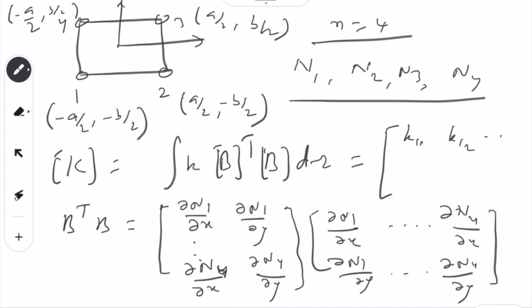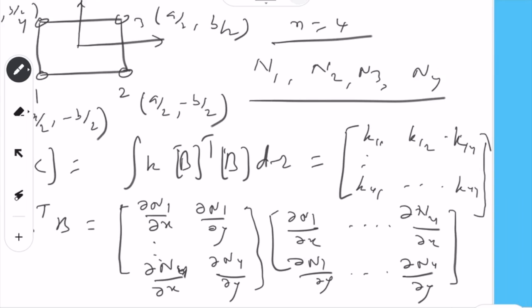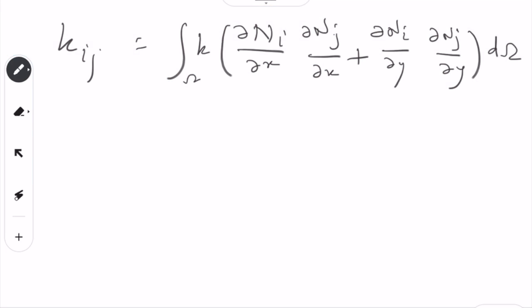Okay, so k14, and similarly we have k41 to k44, because there are four nodes, so it will be like that. This is how it is given. Now given this, we can find out k11.